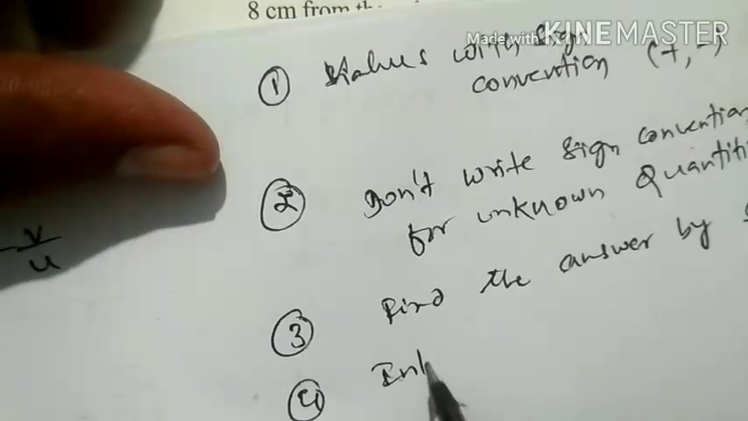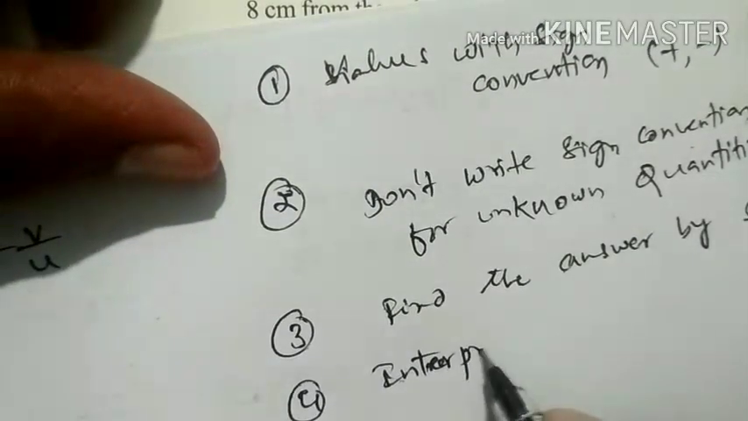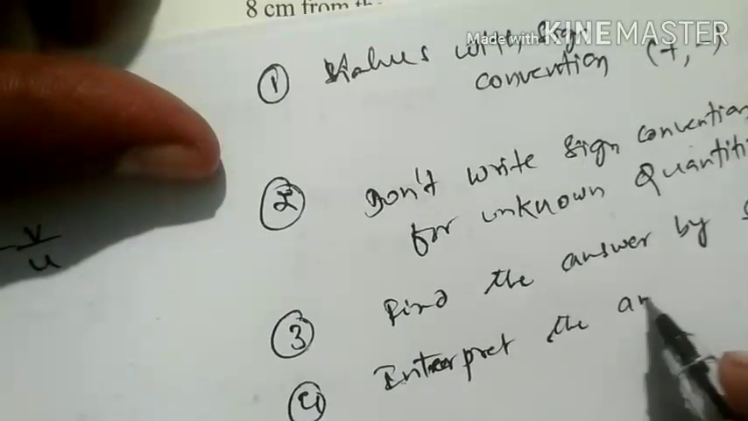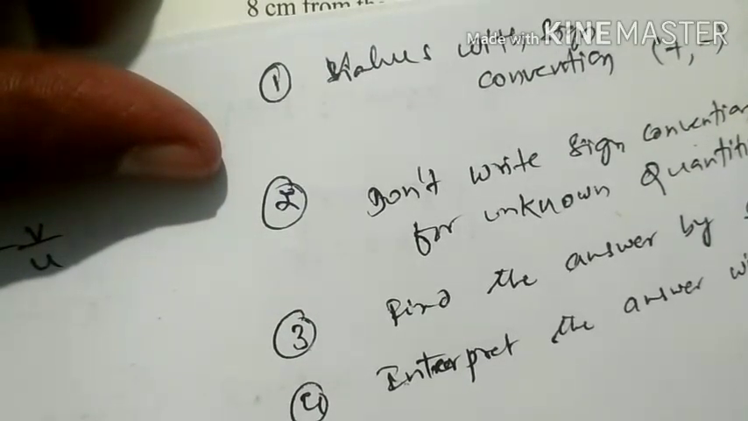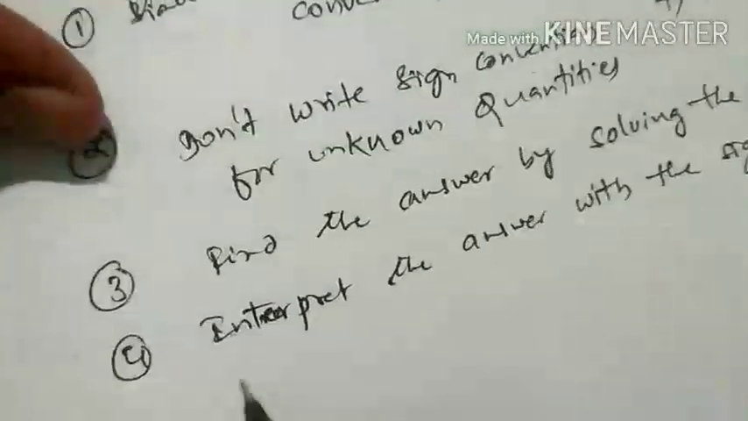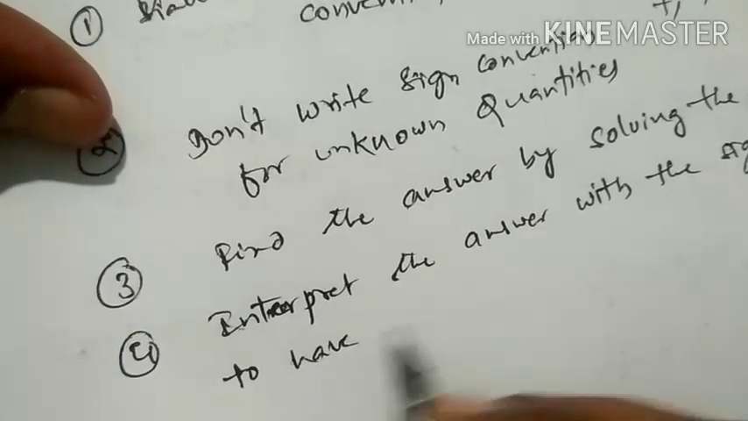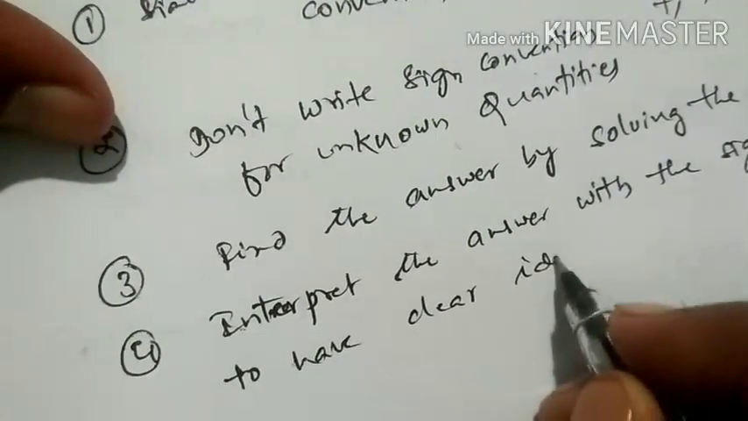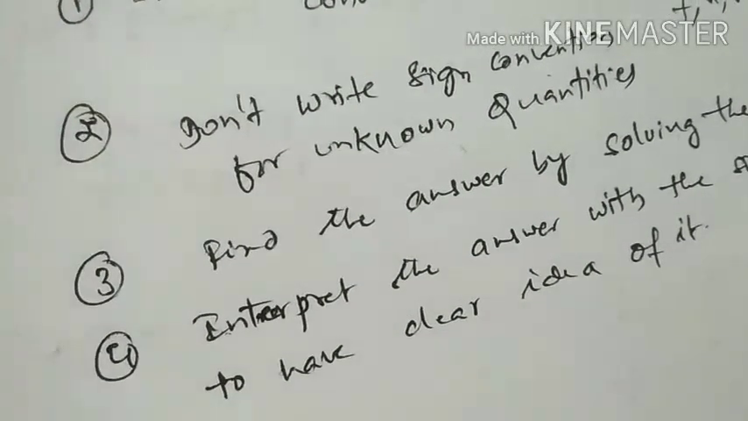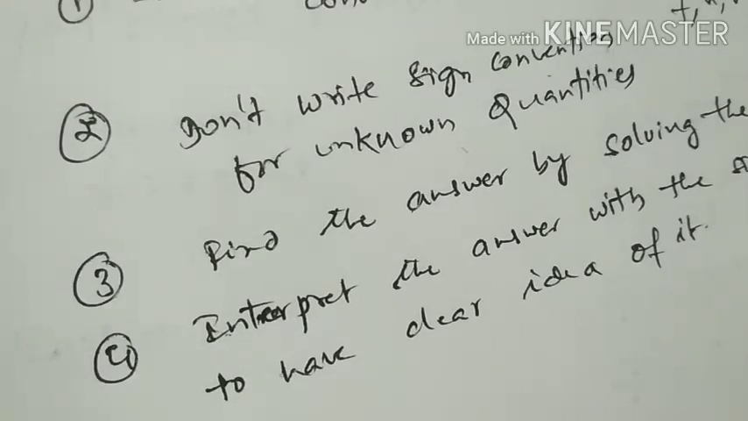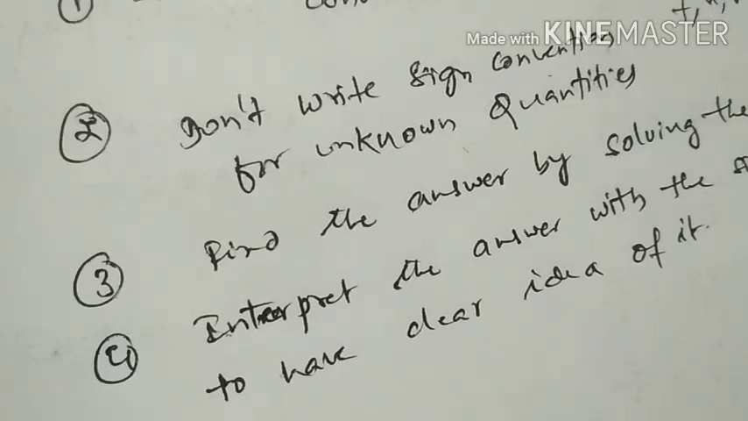So interpret the answer with the sign convention to have a clear idea of it, whether it is a real image or virtual image, a real and inverted image, or a virtual and direct image. It is a direct image. Like this you are going to get. So you have a clear idea so that you can calculate it.